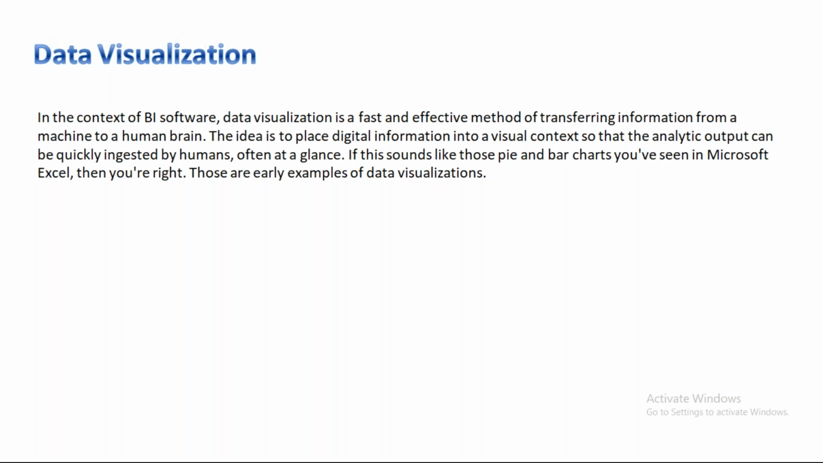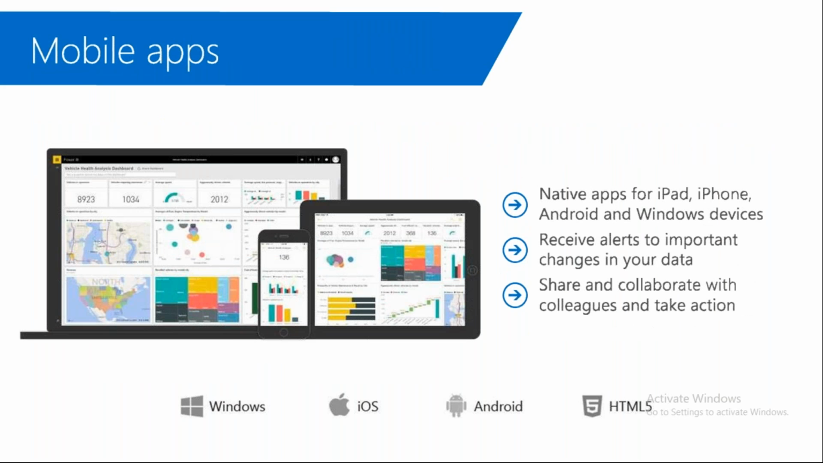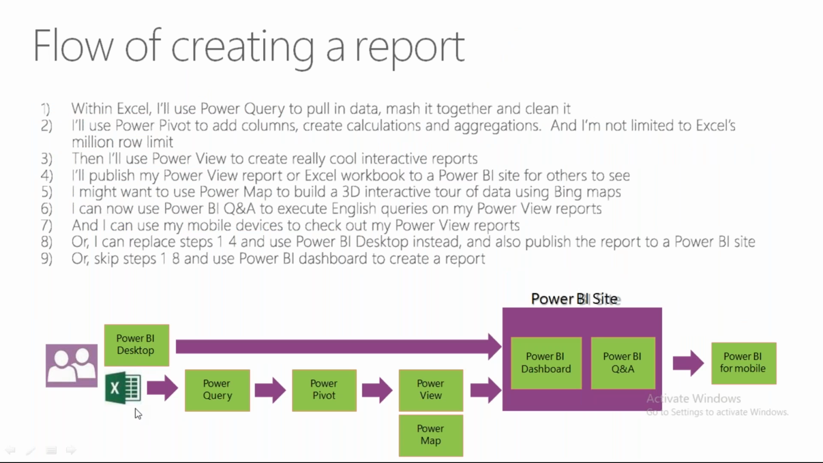I'll explain. Here, in Excel, we have these three add-ons: Power Query, Power Pivot, Power View. There are some Excel developers. What they will do in the Excel sheet is add these three add-ons to get the features of Power Query, Power Pivot, and Power View. If they add these three add-ons, they can do the Power BI reports.